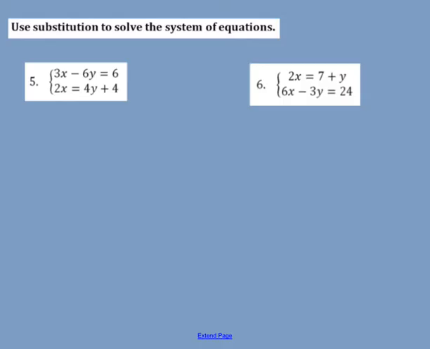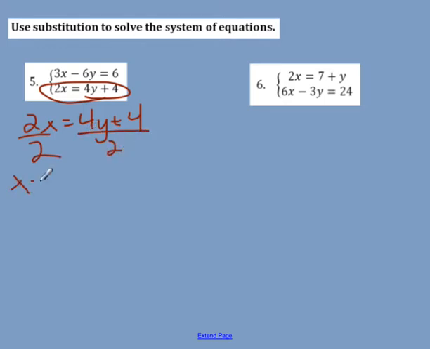Moving forward, let's take a look at these ones. So first thing we need to do is solve for a variable. So what I'm going to do is take this equation right here, and since the x is already by itself on that side, I'm just going to get rid of the 2. So I'm going to divide everything by 2, and then I get that x is equal to 2y plus 2.